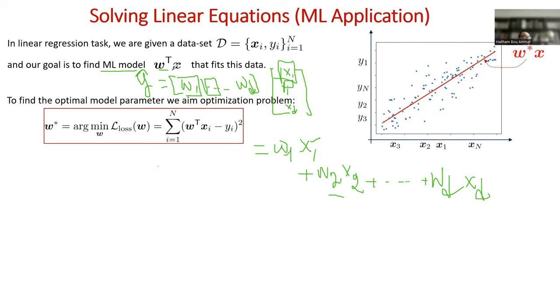Now, I don't know W. My goal in linear regression is to find those W that will fit my data. I will talk about what fit means. But we now understand the model. The model really is a straight line in 2D or a plane in 3D, and it has these unknowns, W1, W2, up to WD. We don't know them, and we're going to try to find them to fit the data we have. Agree?